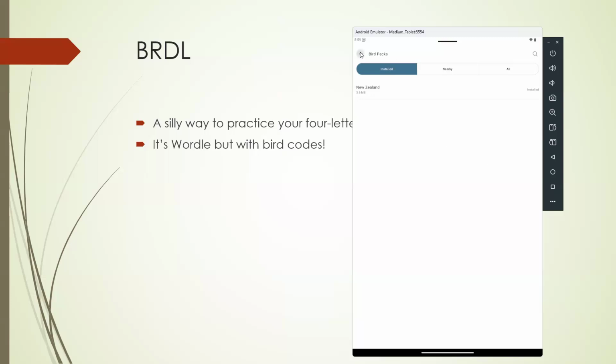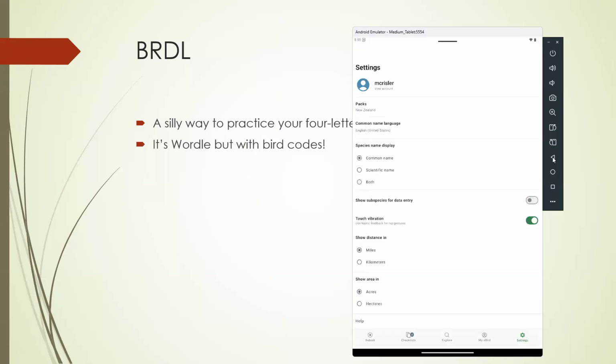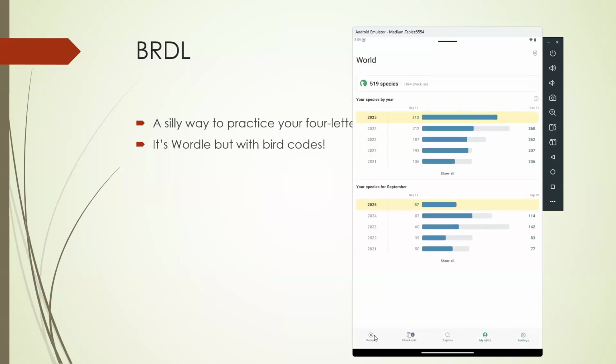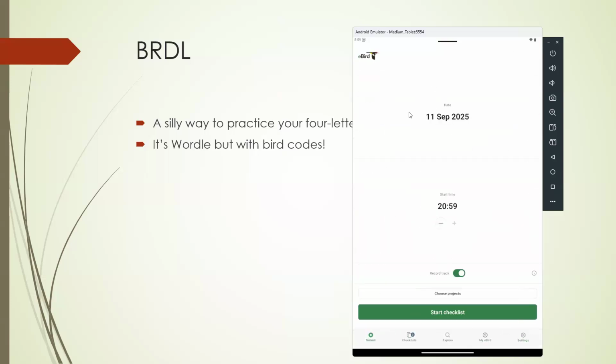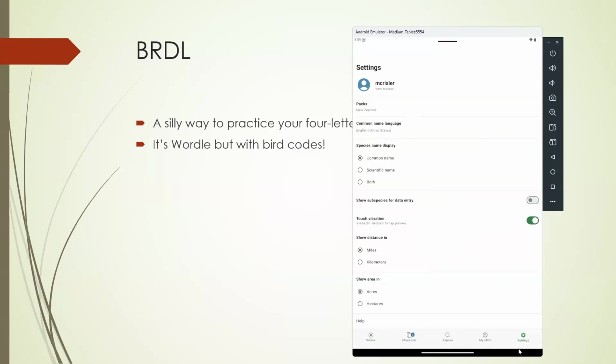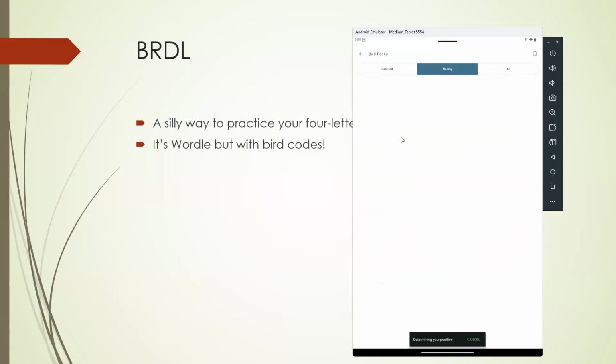Question from online of how to get to packs. The packs are in the settings menu. So if you go into the app, by default, settings is the bottom right option. And then it's the second option here. You tap on this and it takes you to the packs menu. Other questions?